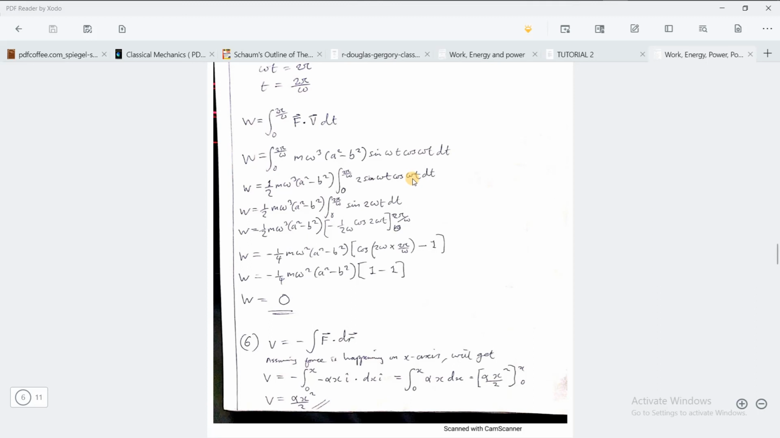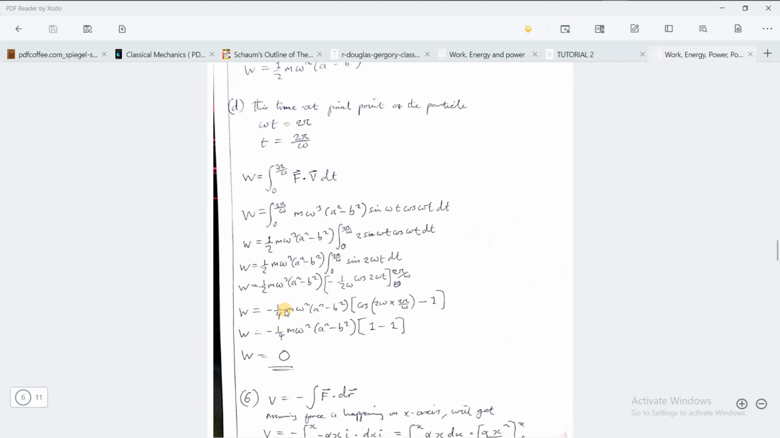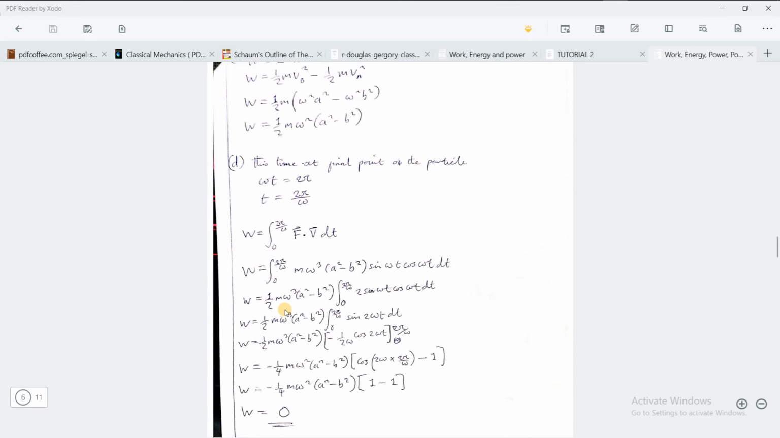So now this again is an identity. We follow the same procedure we did, which is sin 2 omega t. Integrating it, you get this expression, plugging back the values and simplifying all the way here, you get 0. You will get 0 finally. And that's how it is done.